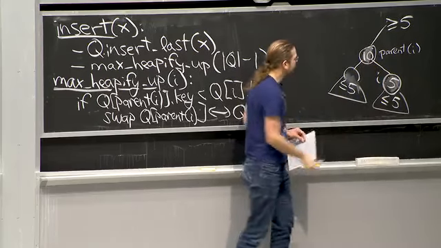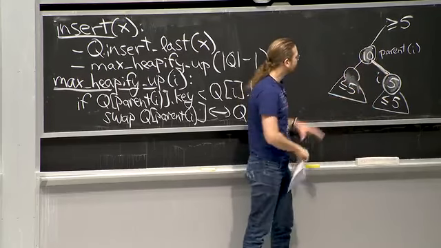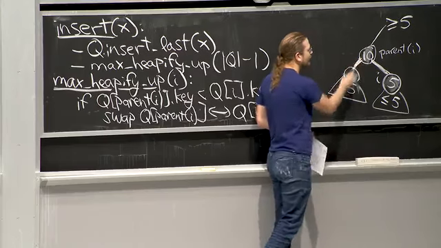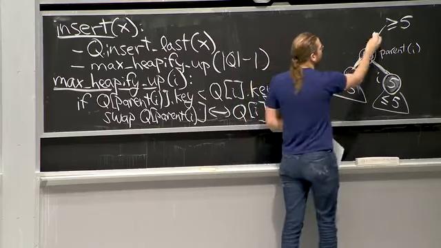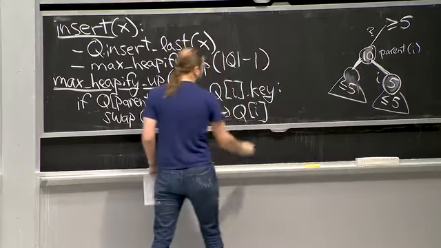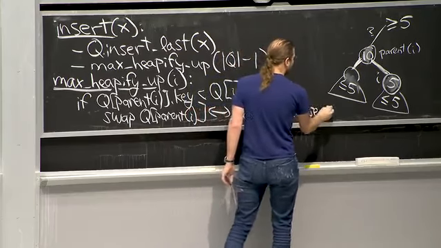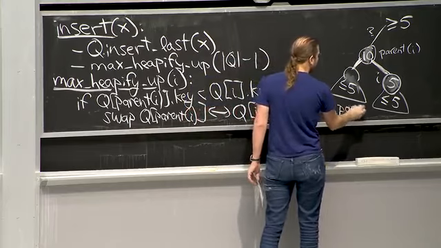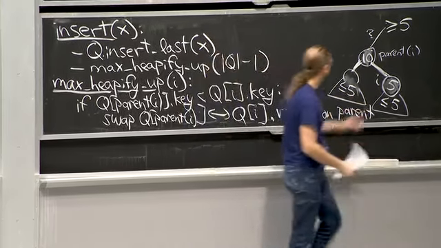And now I realize, great, this edge is happy. So now 10 is greater than or equal to 5. But also this edge is happy because it used to be happy, and we only made its parent larger. Okay? Now this edge maybe is bad. And so we need to recurse on the parent. But that's it. So we fixed this one edge.